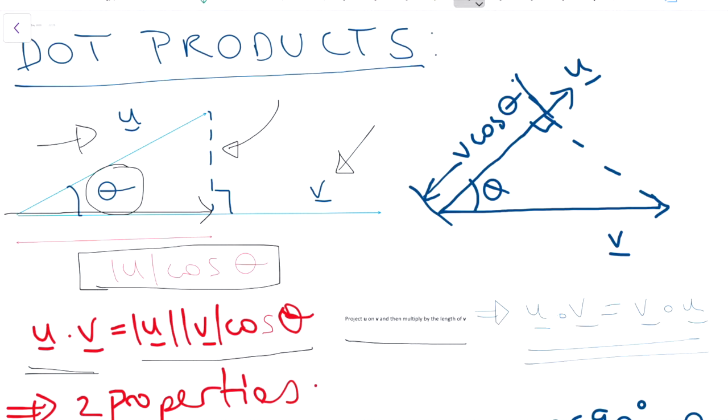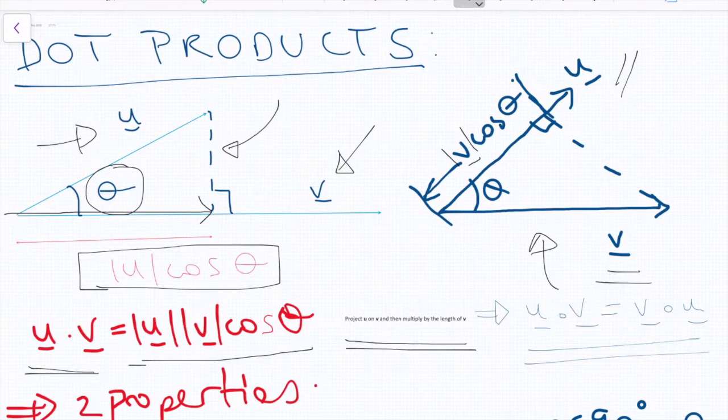So again, you project u onto v and then you multiply by the length of v. An immediate consequence of this definition is that u dot v must be equal to v dot u. This can be seen from this figure, where we project v onto u, and we have v cosine of theta, and then we multiply by the length of u, which gives us u v cos theta.